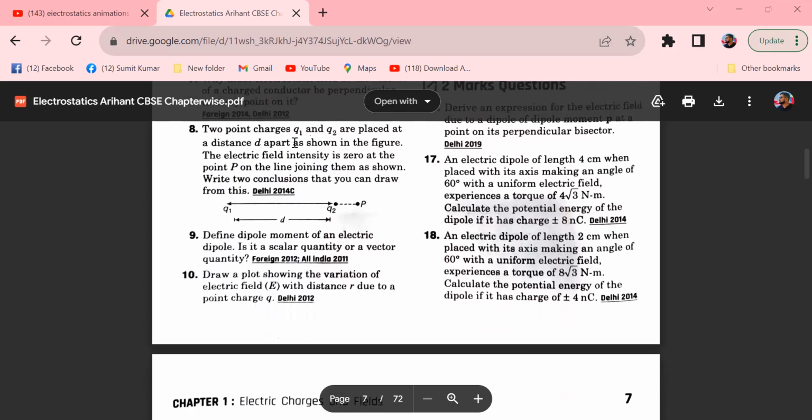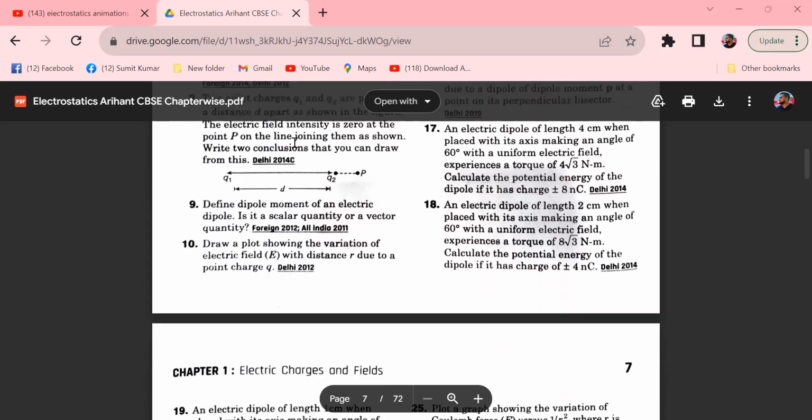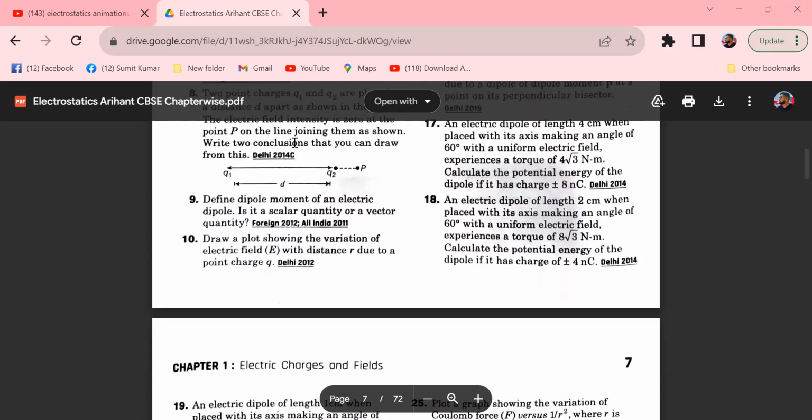And now when we start with the dipole, the dipole is also very, very important. You will understand why. Define dipole moment. Draw a plot showing the variation of electric field with r. We know E is equal to kQ by r square. So the plot will be like 1 by r square. Correct? All of you know that graph? The 1 by x square graph.